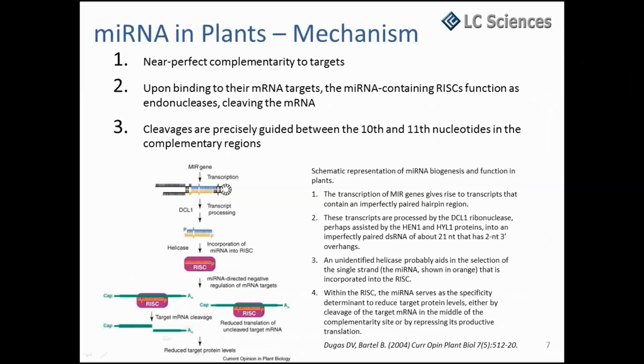So how do microRNAs play their roles in plants, and what kind of mechanism are they using? Now we are quite sure that in plants they have some specific roles. Unlike in animals, the microRNA normally is near-perfectly complementary to the target messenger RNA. Upon binding to their targets, the microRNAs do not act as a single molecule. They act as a unit with a couple of proteins. The unit is normally called RISC, and its function is as an endonuclease. It will cleave messenger RNA in the middle.